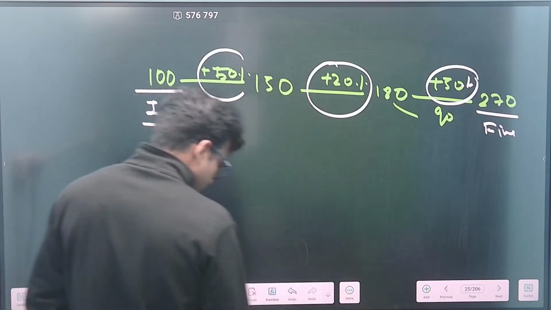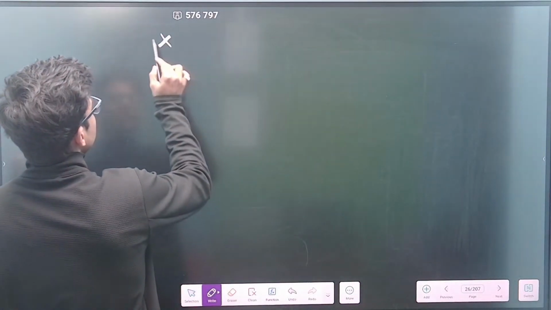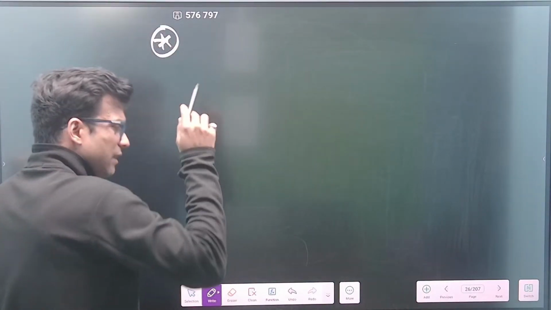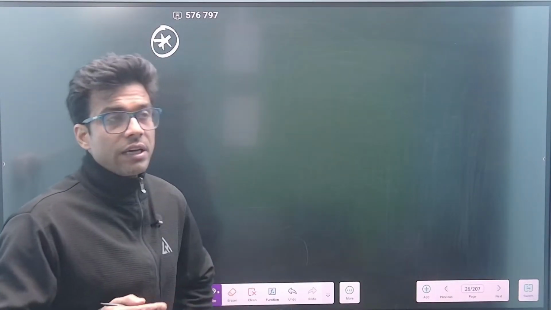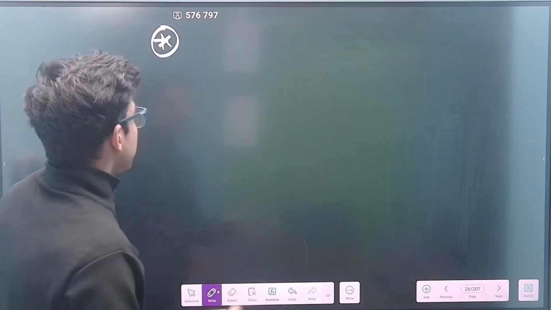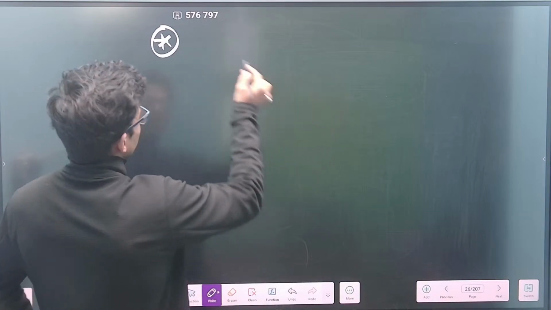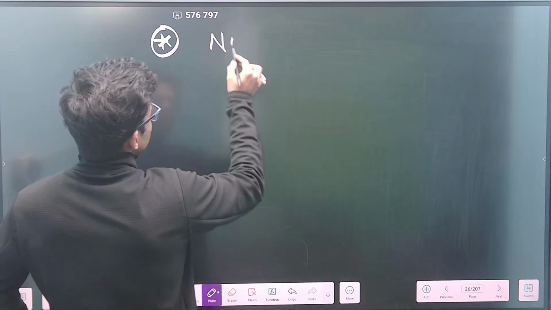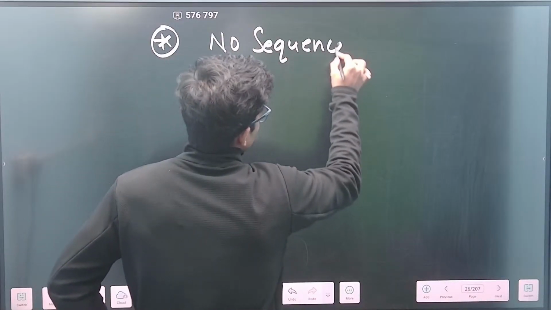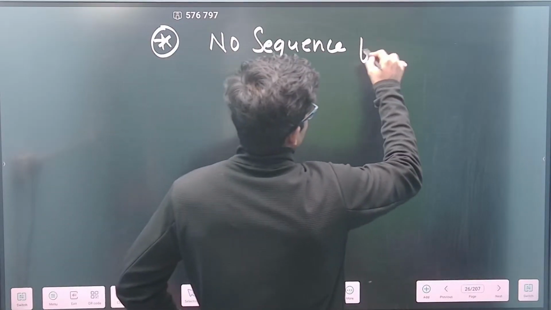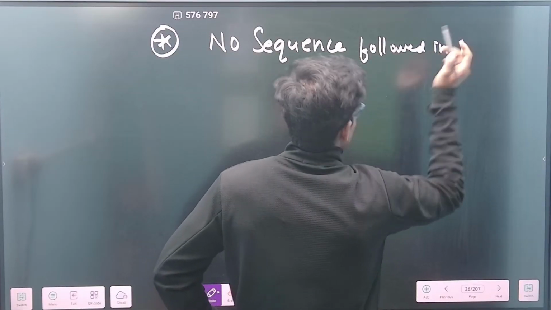Correct. Okay. Now, if you understood this, the third part. You haven't studied in such depth in the chapter called percentage, which I'm guiding you. So let us now understand: there is no sequence followed in percentage. Why am I saying so?